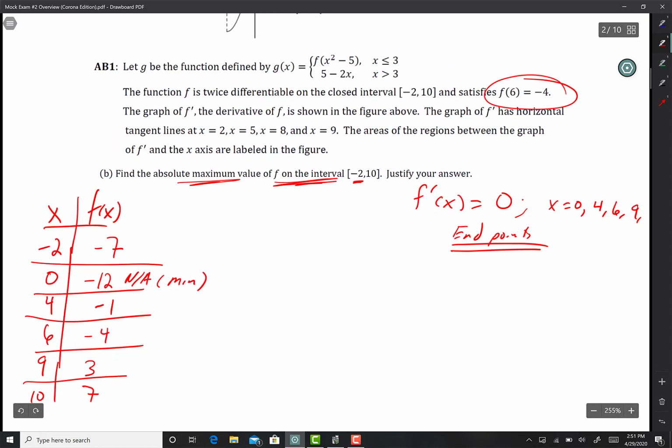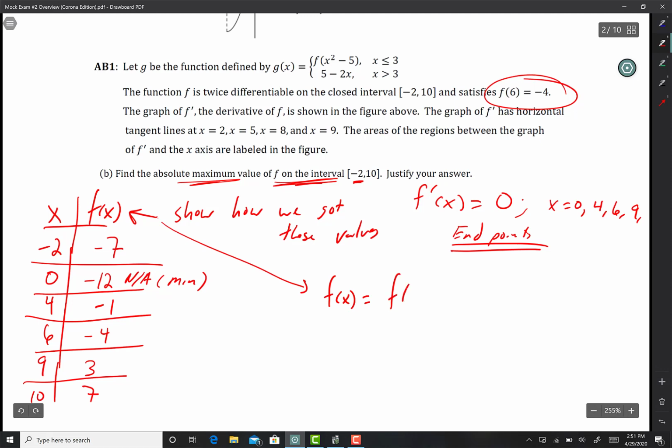So, you've got to show how we got these values, or right now I will not get full credit. Real quick, f of x is nothing more than f of 6, which is what we had right there, plus the integral from 6 to x of f prime of x. And that's really how we got all of them.